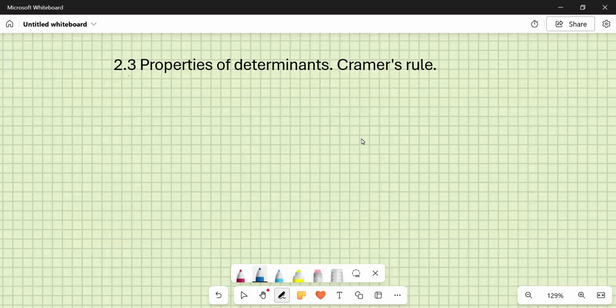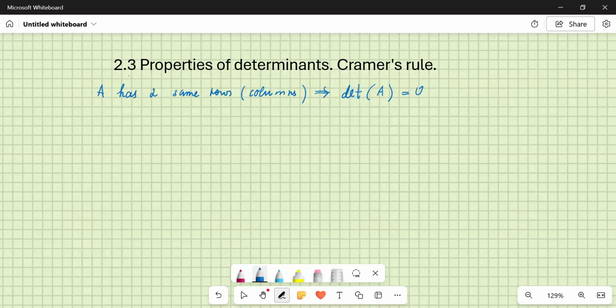You probably remember from previous class the property that if matrix A has two same rows or columns, the determinant of such matrix is going to be equal to 0. So that was just a review. We already learned this in previous section.